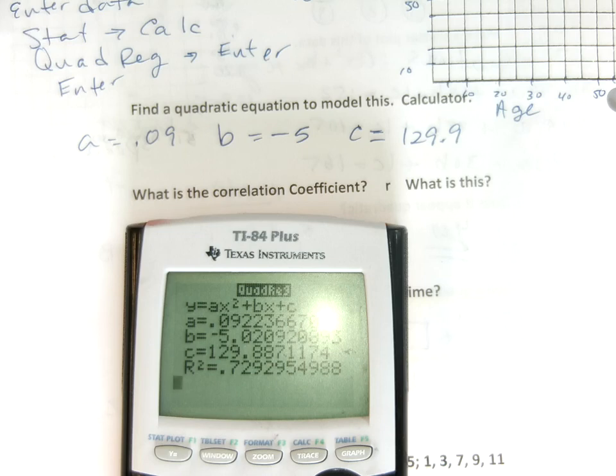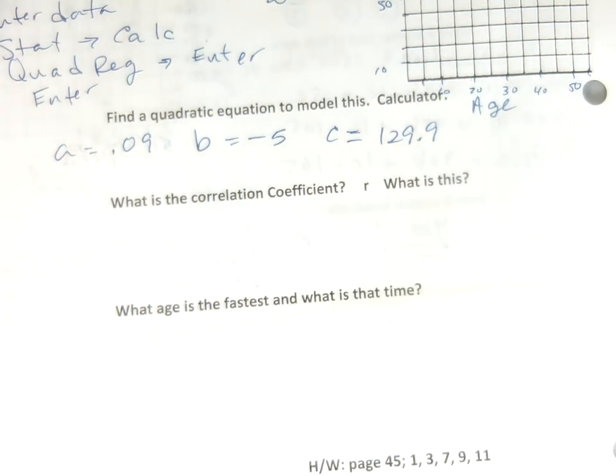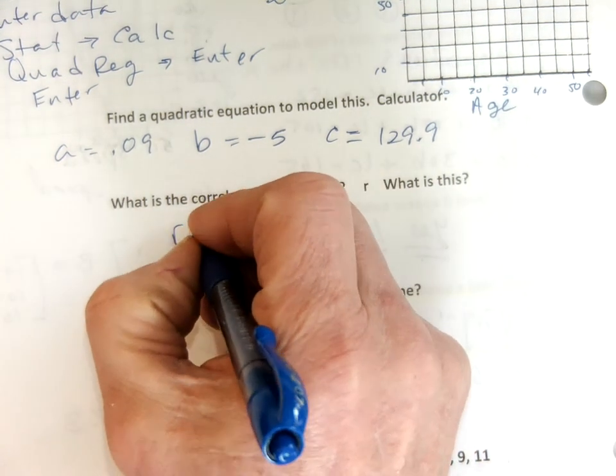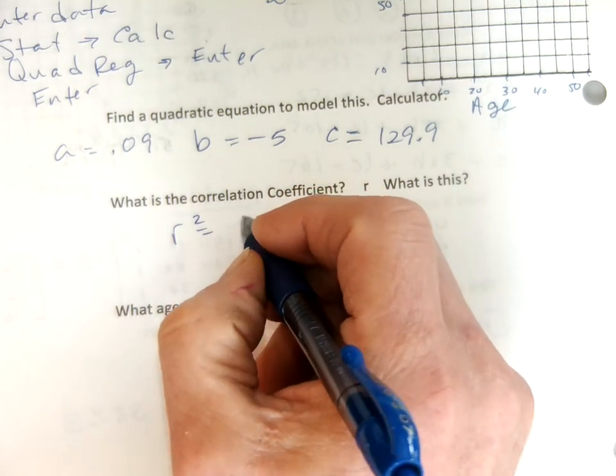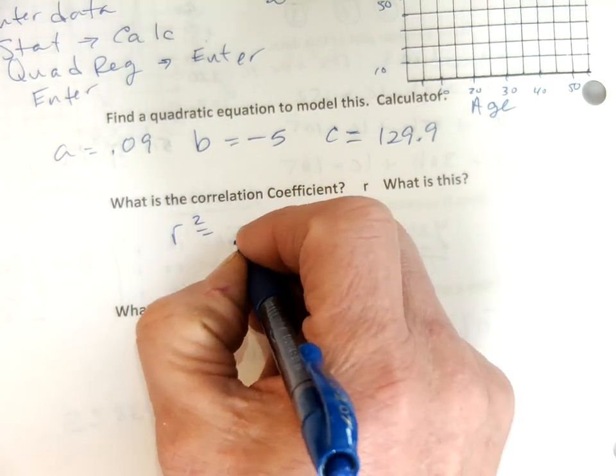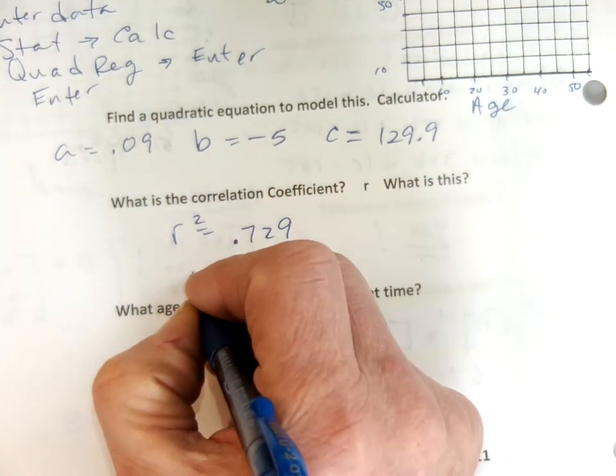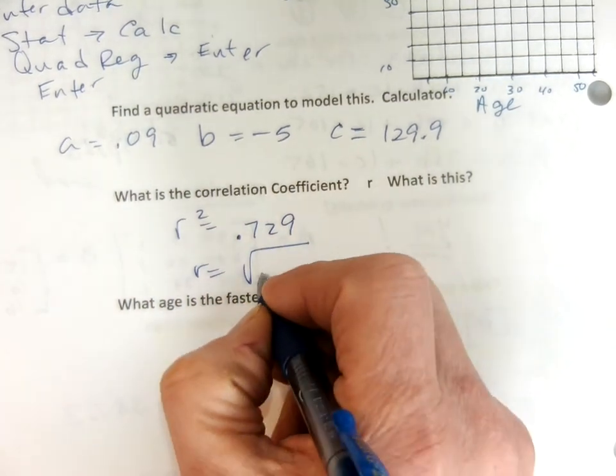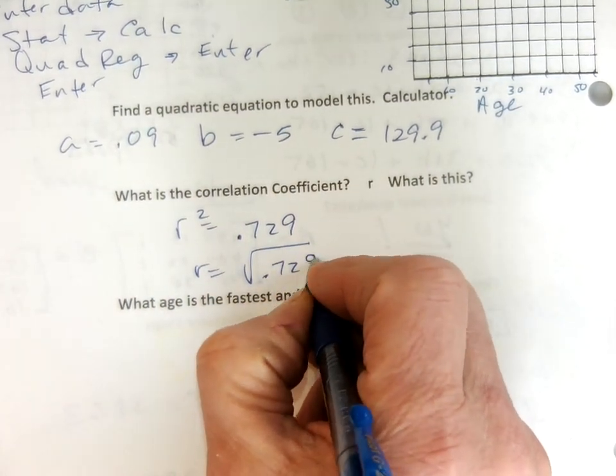So, yeah. Isn't R our correlation coefficient? Yeah, R is your correlation coefficient, right? Very good. Yes. So then, what's your correlation coefficient? R squared is about 0.729. And then we'll find R by taking the square root of that. Okay.